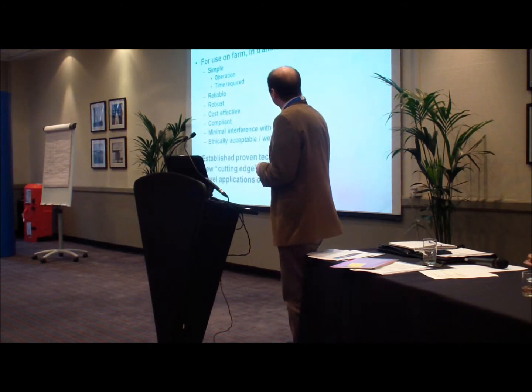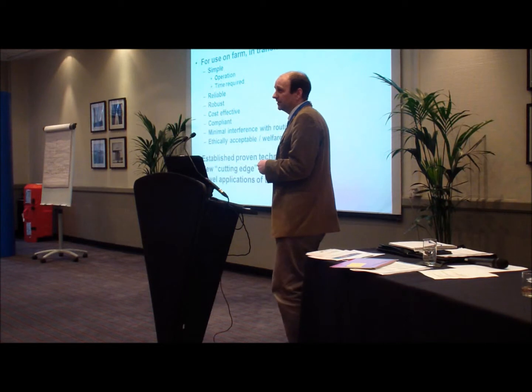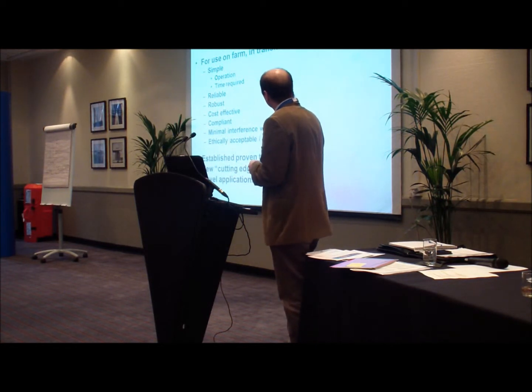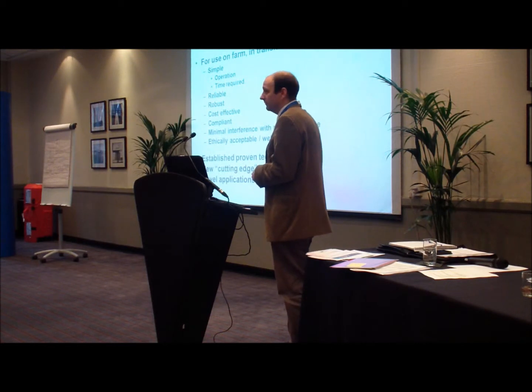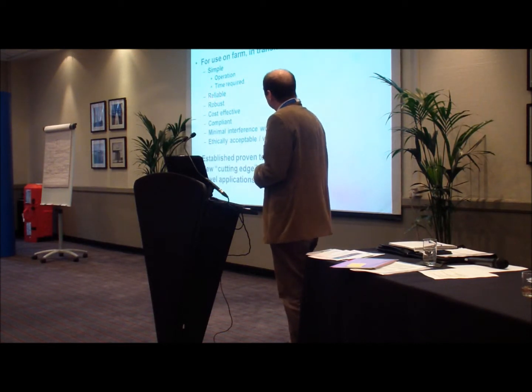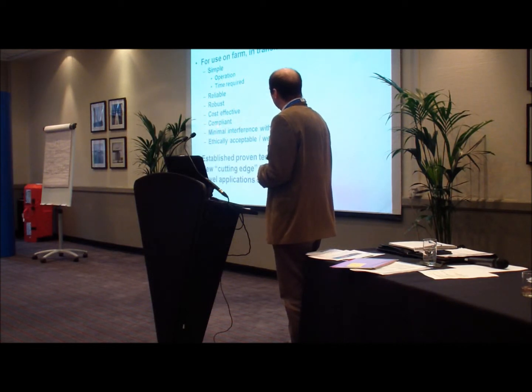Okay, generic qualities of systems. Just a quick intro slide on the systems. Now this may cover most of the potential application of technologies. It may not cover them all, but those covered are in the farm area and transit and slaughter. Simple operation, and short time required to get a result. Reliable, robust, cost-effective, and compliant with any regulations. Minimal interference with routine practice, and ethically acceptable.